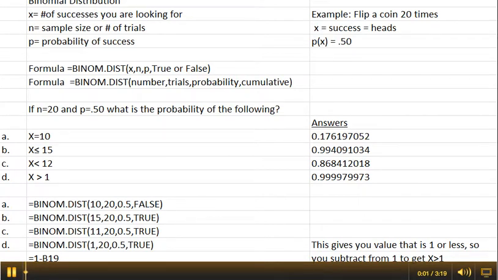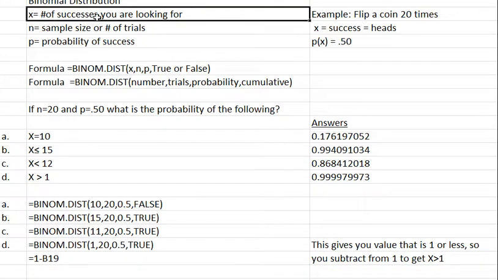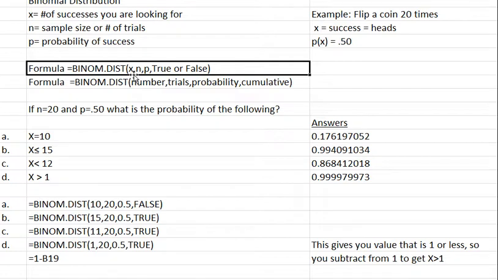Let's take a look at how to use Microsoft Excel to do a binomial distribution problem. So the first thing we'll look at is you have to define your variables, and we'll see the formula for binomial distribution includes an x, an n, a p, and then true or false.